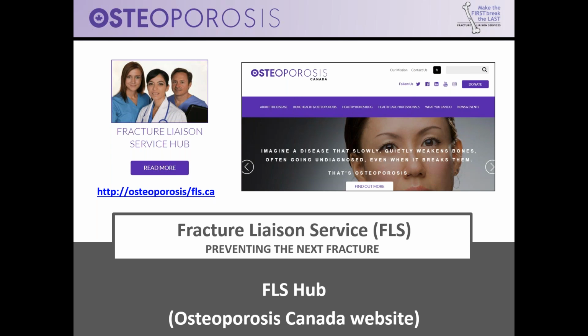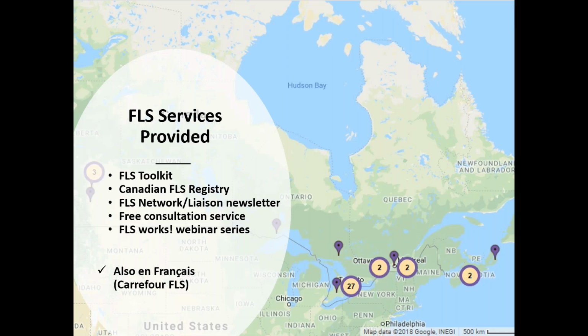Our website is hosted on the Osteoporosis Canada website, and it is called the Fracture Liaison Service Hub, or the FLS Hub. On that website you can see lots of tools. We have a registry that includes the locations of many of the FLSs across the country. It allows any FLS in Canada to register with us, and once sites meet certain criteria, they end up on our map and within our network and our registry.